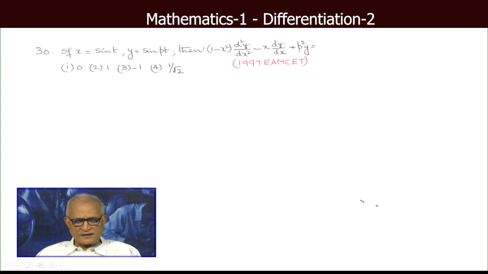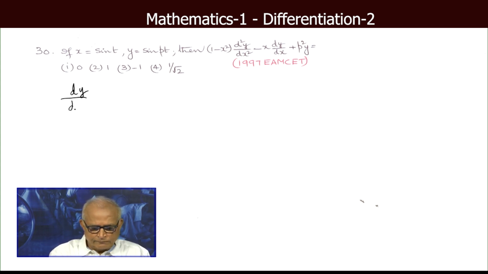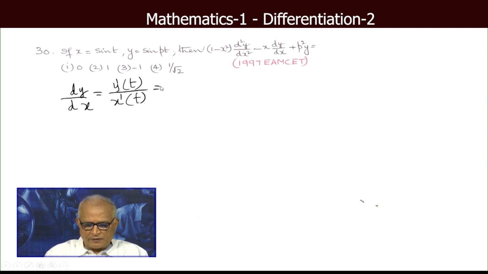Okay, x and y are expressed in terms of the parameter t. x equal to sin t, y equal to sin pt. So, dy by dx is y dash t by x dash t. Dash means differentiation. What is the derivative of y with respect to t? p times cos pt.